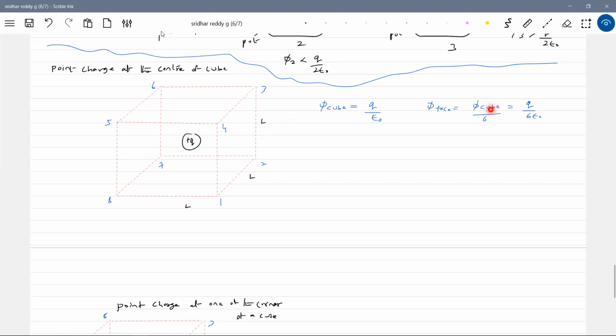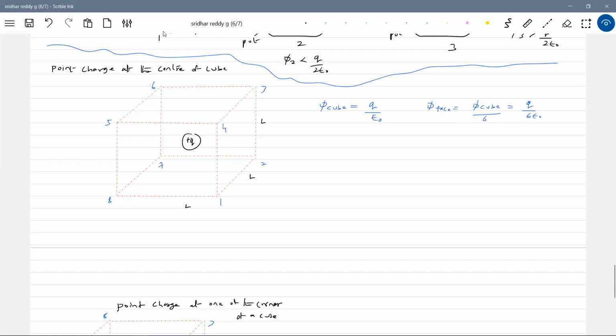So what is the flux through each face? It will be Q by 6 epsilon naught. Able to understand? What is actually the method? You should draw the lines of force in a radial direction. It may appear as a plane diagram. You have to draw the lines of force in such a way that 10 lines of force will pass through each face. So this will be a better idea rather than drawing lines of force everywhere.